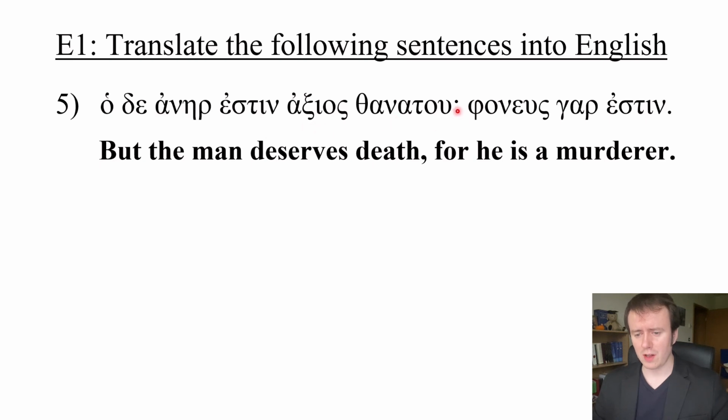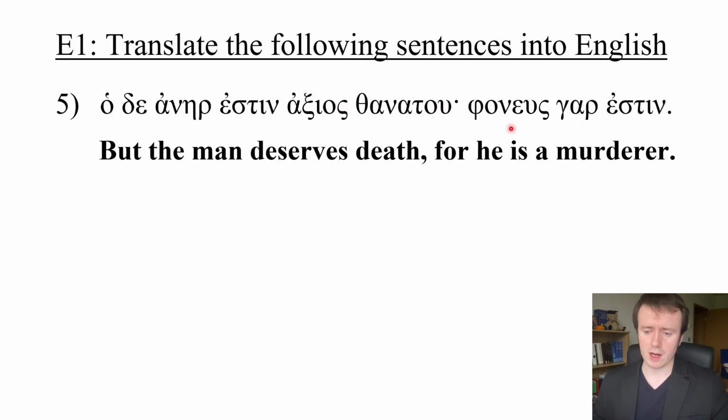Then we've got this Greek equivalent of the semicolon or colon, but as I've said before, I believe, it's sometimes best to actually render it as a comma in English. So that's why I put it as a comma here. So we've got, but the man is worthy of death, poneius gar estin. Gar means for in the sense of because, for estin, he is, poneius, a murderer.